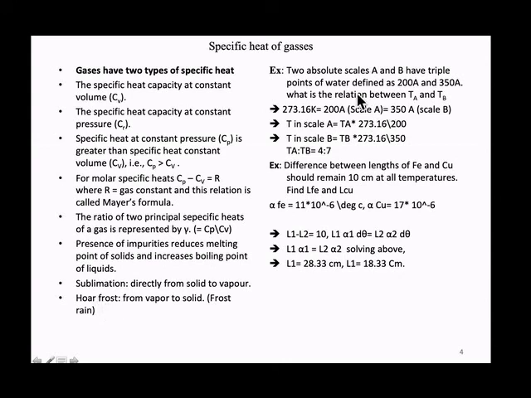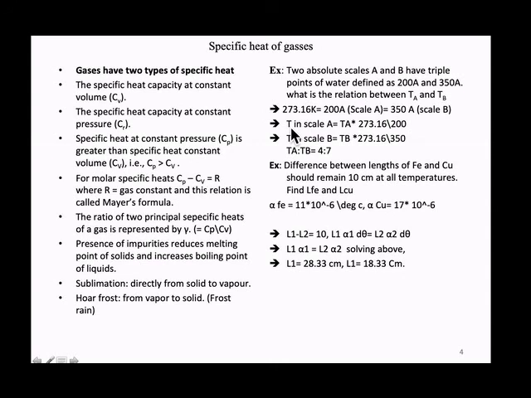Let us take one temperature problem. There are two scales A and B. They have readings at the triple point: scale A as 200 A, scale B as 350 B. So what is the relation between TA and TB? See, for the same temperature, A is showing less, B is showing more. So their relation should be 200 is to 350, that is 4 is to 7.